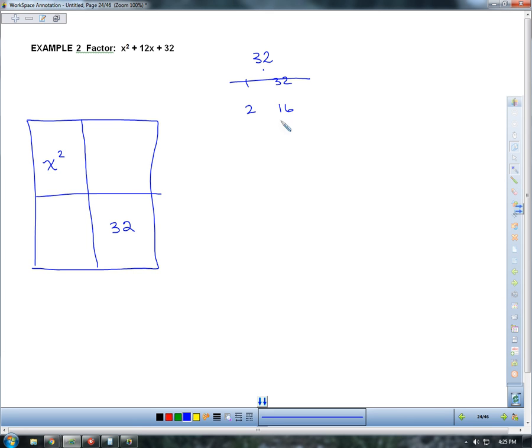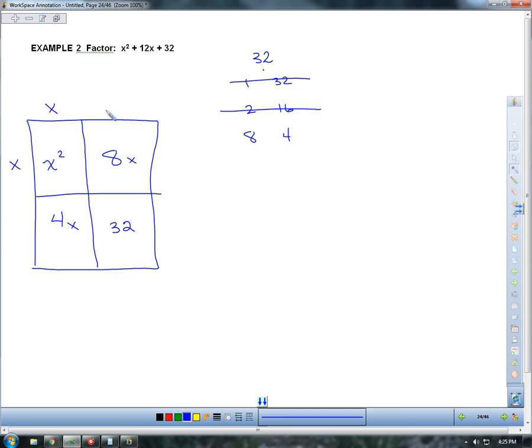2 times 16 is 32. But 2 plus 16 is not 12. What about 8 plus 4? 8 plus 4 is 12, and 8 times 4 equals 32. So I'll just put an x behind it and put these in here, just like that. What do I multiply to get x squared? Well, I multiply x times x.